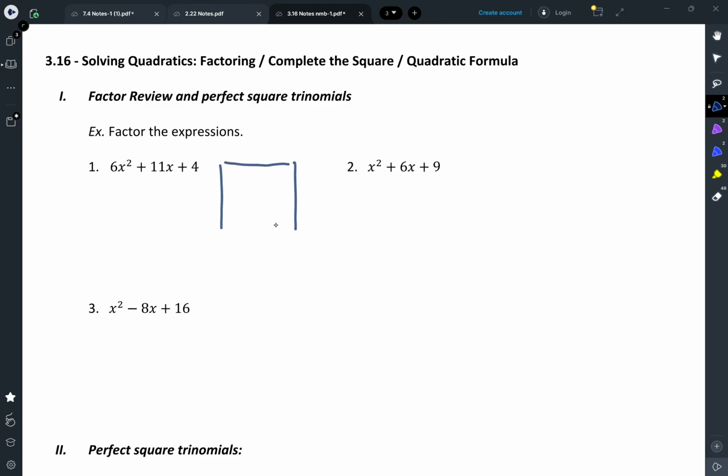So to do the box method, I'm going to start by writing a 6x squared in that upper left corner and the 4 down here. I multiply the 6 times 4 to get 24. That's my magic number. So now I'm looking for things that multiply to make 24 and add to make 11. And that's going to be an 8 times 3. So 8 plus 3 is an 11. 8x plus 3x makes 11x. So I need to put 8x and 3x into my two remaining boxes. And it doesn't matter which one goes where.